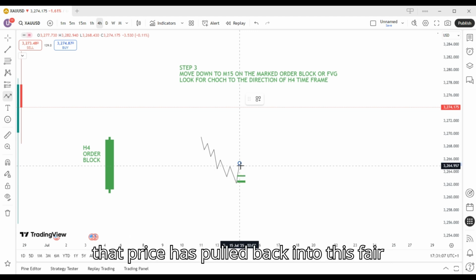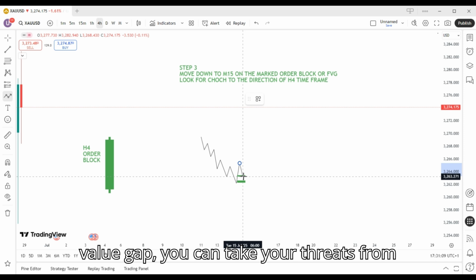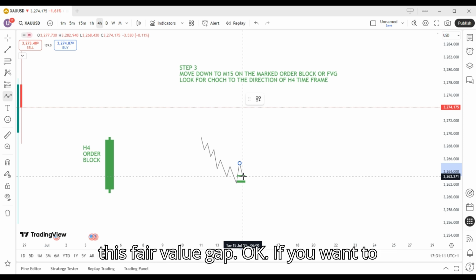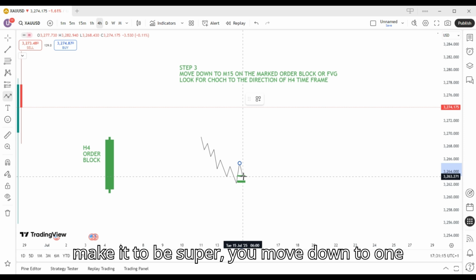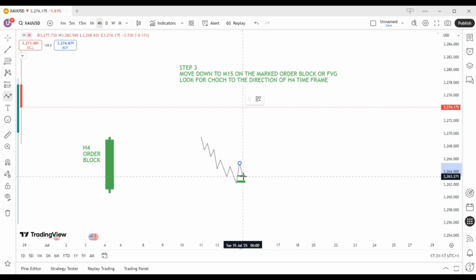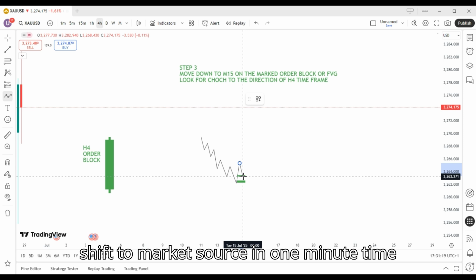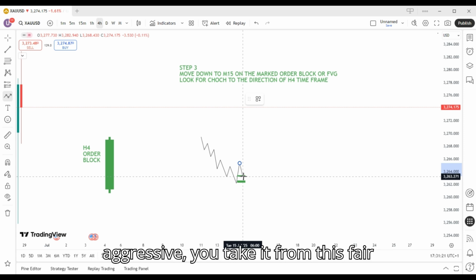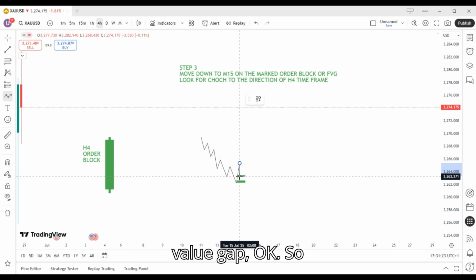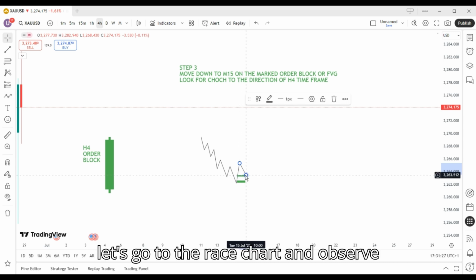Once you notice that price has pulled back into this fair value gap, you can take your trade from this fair value gap. If you want to make it super, you move down to 1 minute time frame and watch out for another shift in market structure on the 1 minute time frame. But if you want to be aggressive, you take it from this fair value gap. So let's go to the real chart and observe what I'm teaching you.